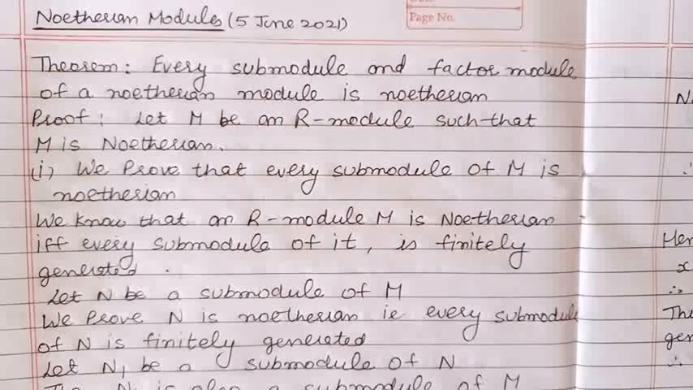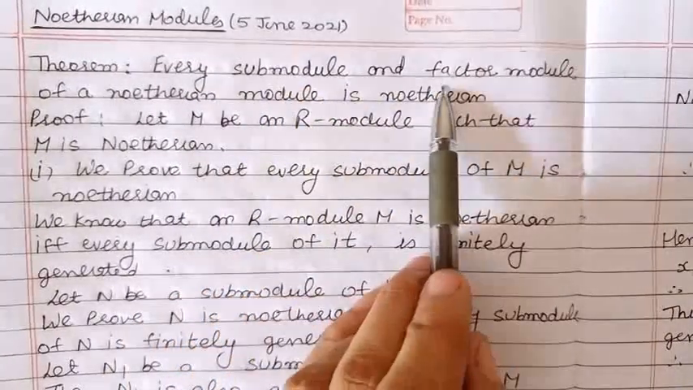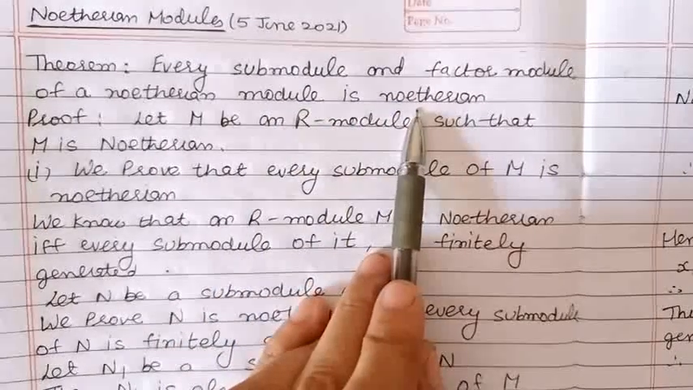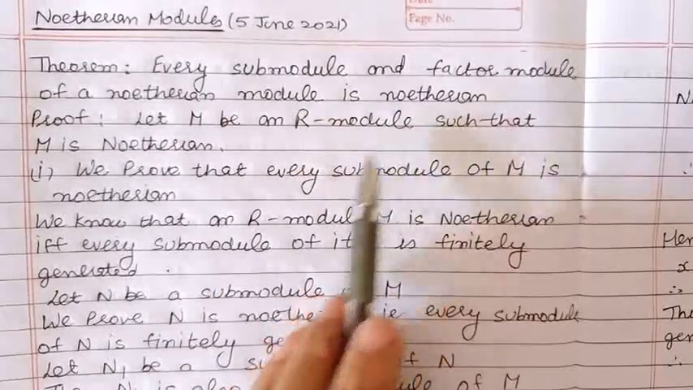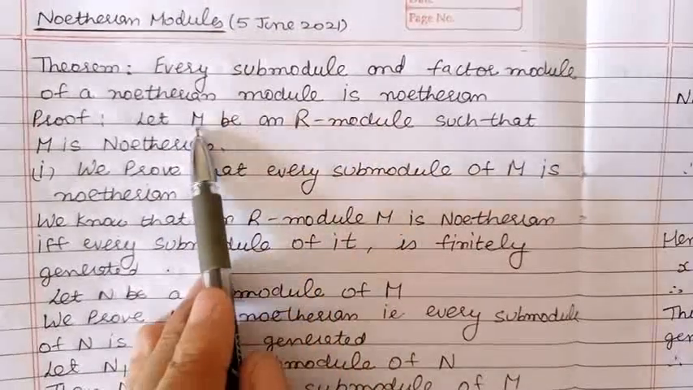Good morning, students. In today's lecture, we will discuss some important theorems related to noetherian modules. In the first theorem, we will prove that every submodule and factor module of a noetherian module is noetherian. So let us take a noetherian R module M.